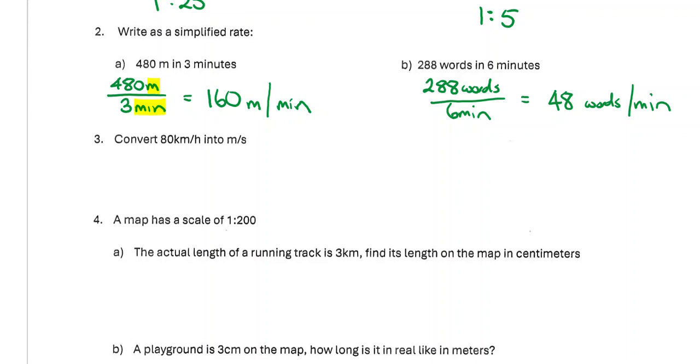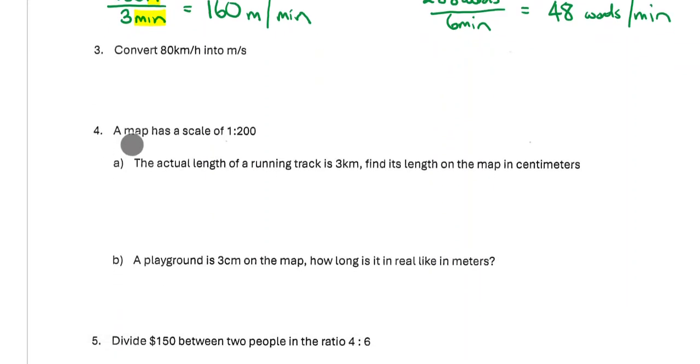Question 3 is a harder type of conversion because I am given a speed in kilometers per hour and I need to convert it into meters per second. So I'm changing both the distance unit and the time unit. What you do is you split the 80 kilometers per hour into a fraction where it is 80 kilometers in 1 hour. Then you can change the top and the bottom of that fraction separately.